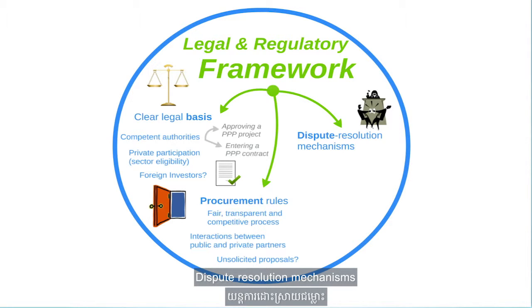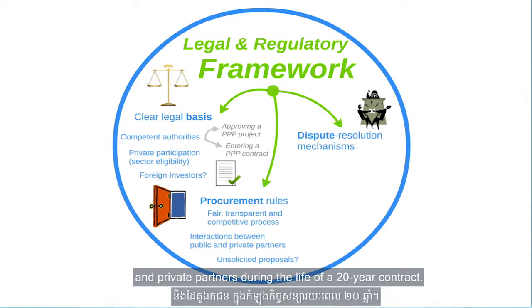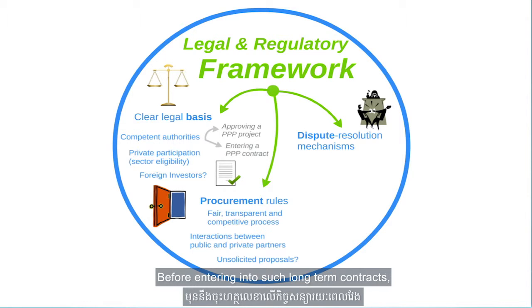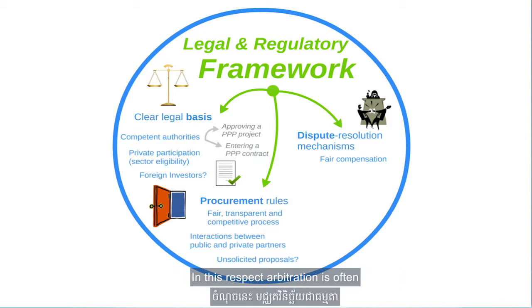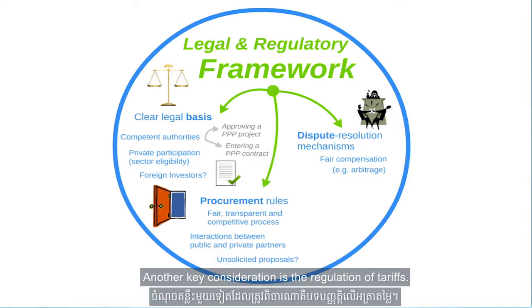Dispute resolution mechanisms should also be in place to deal with the differences that will inevitably arise between the public and private partners during the life of a 20-year contract. Before entering into such long-term contracts, the private sector will require mechanisms be in place to guarantee its rights are protected. In this respect, arbitration is often preferred to in-court procedures, because it's perceived to be quicker and more independent from political interference. Another key consideration is the regulation of tariffs.